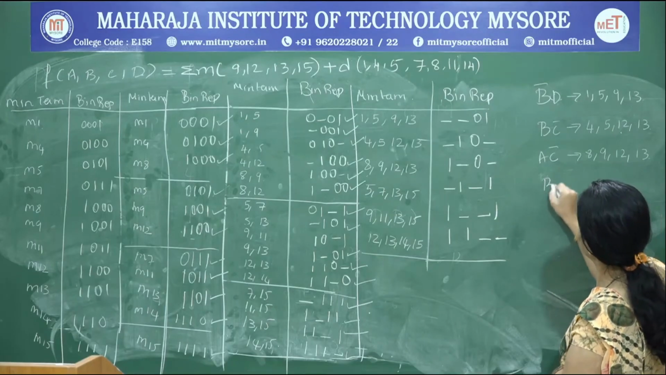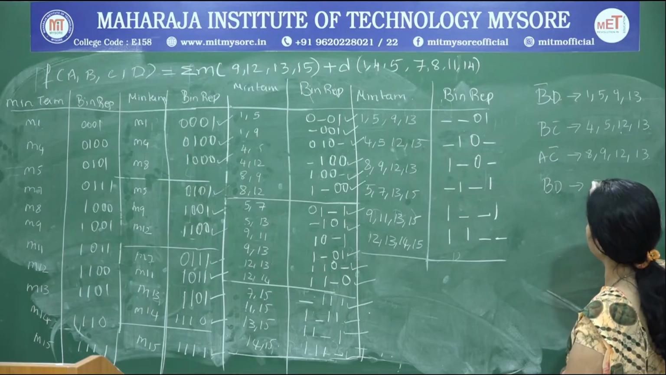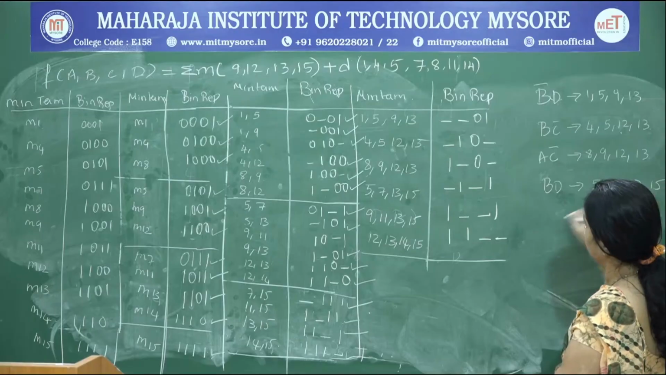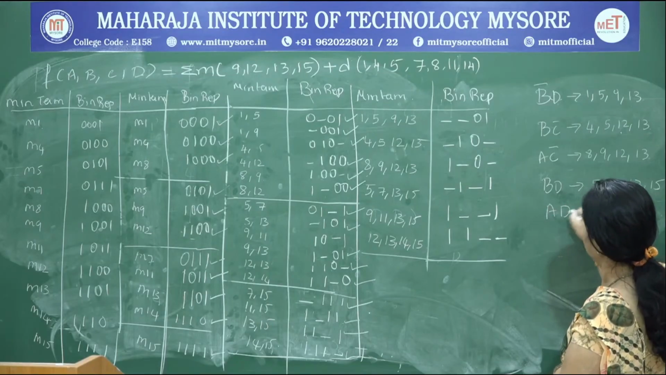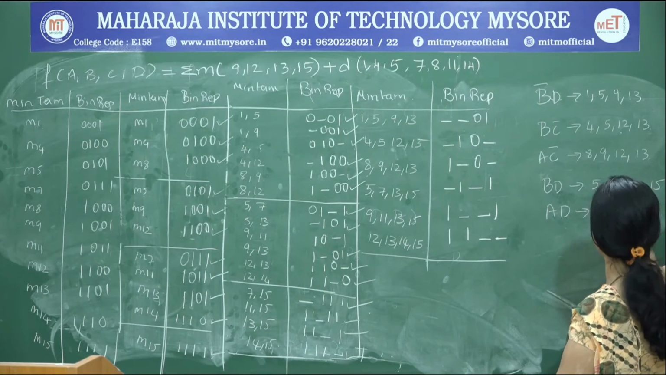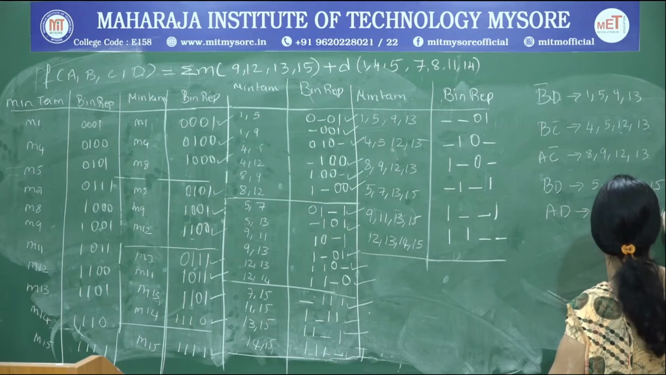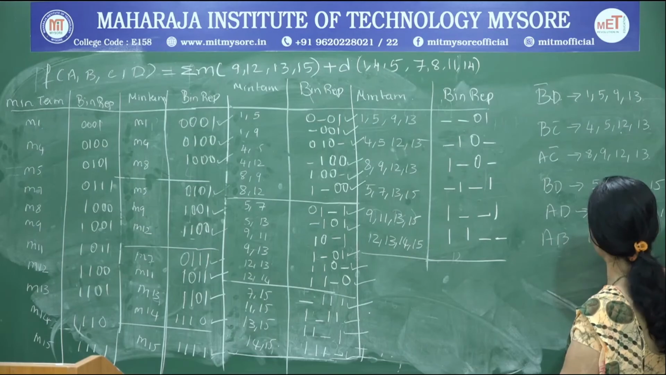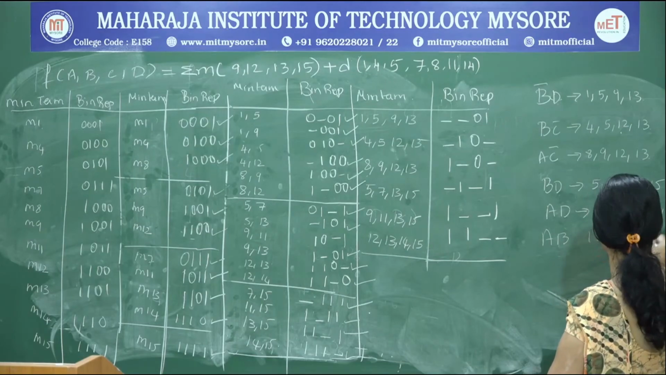Next we have BD corresponding to min terms 5, 7, 13, 15. Next we have AD corresponding to min terms 9, 11, 13, 15. And finally we have AB corresponding to min terms 12, 13, 14, 15.